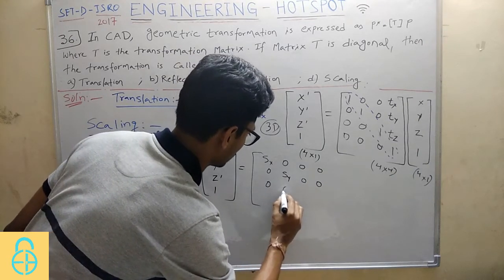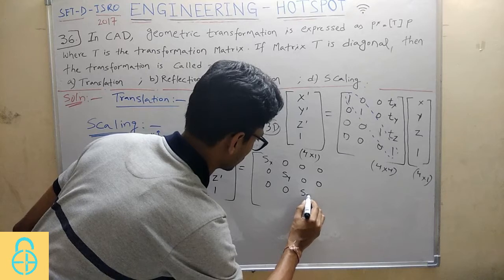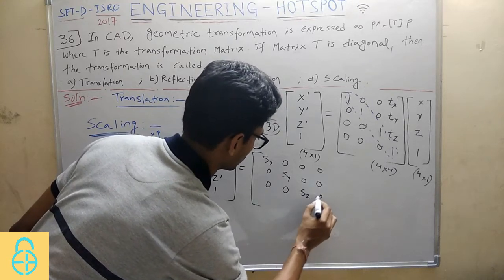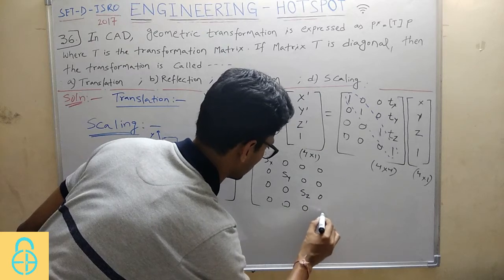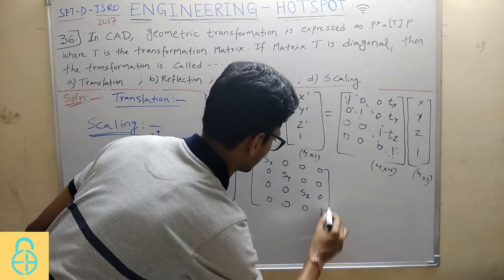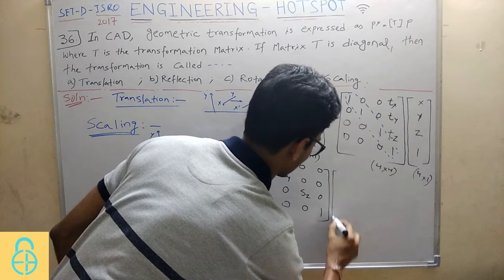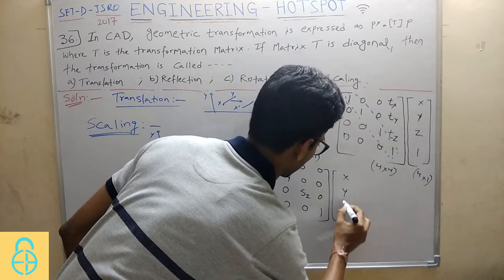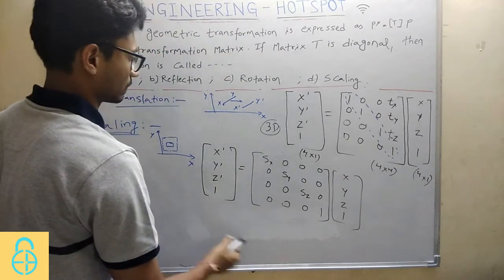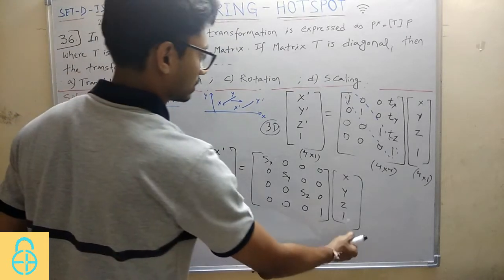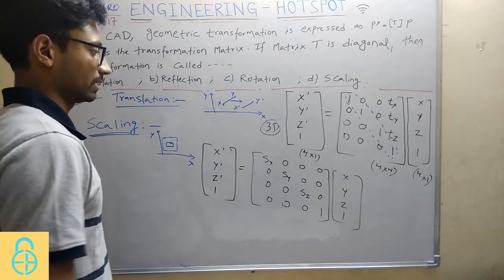This is 0 0 x z 0. This will be 0 0 0 and 1. This should be x y z and 1. So this is again a 4 cross 1 matrix. This is a 4 cross 4 matrix. This is a 4 cross 1 matrix.